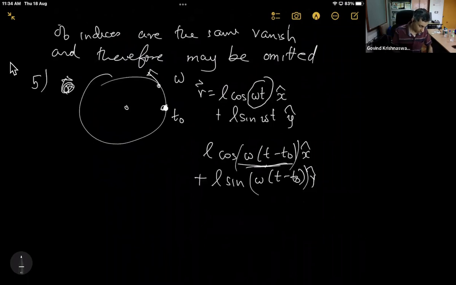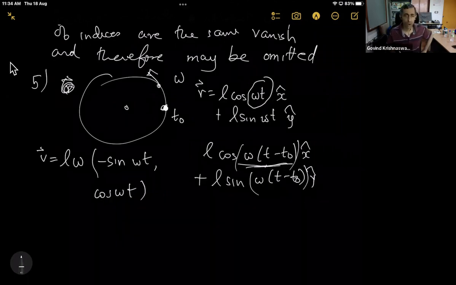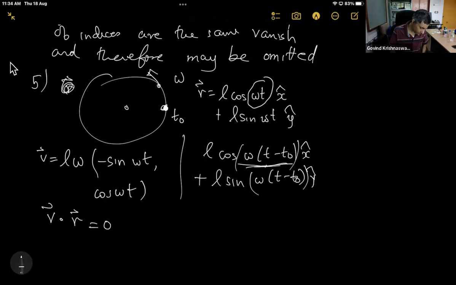So having got the position vector, we can immediately compute the velocity vector. We've done this before. So it is simply L omega times minus sine omega t, and the second component would be cosine omega t. I've written it now as an ordered pair, just to save a little bit of space. So that's the velocity vector, and you will notice that the velocity vector is orthogonal to the position vector. This is something we had observed previously. The position vector, of course, points this way. The velocity vector points azimuthally, counterclockwise.